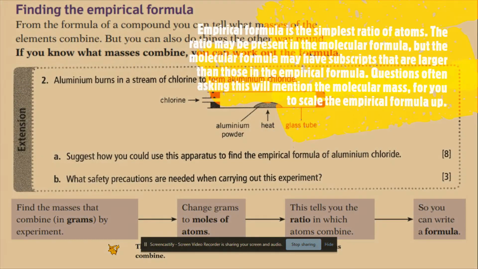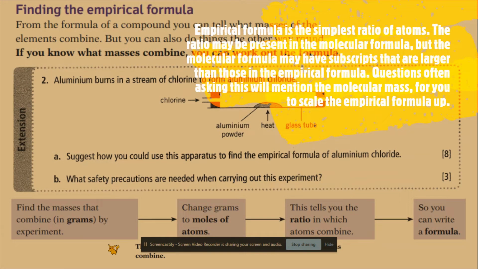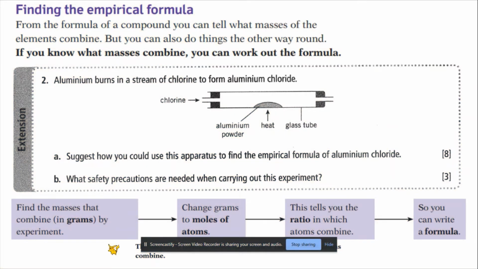You'll need some more data, some more details, primarily your molecular mass, in order to figure out what your final formula is. But the atoms of the elements in your molecular formula should be in the same ratio as your empirical formula. So let's come back to this question now.